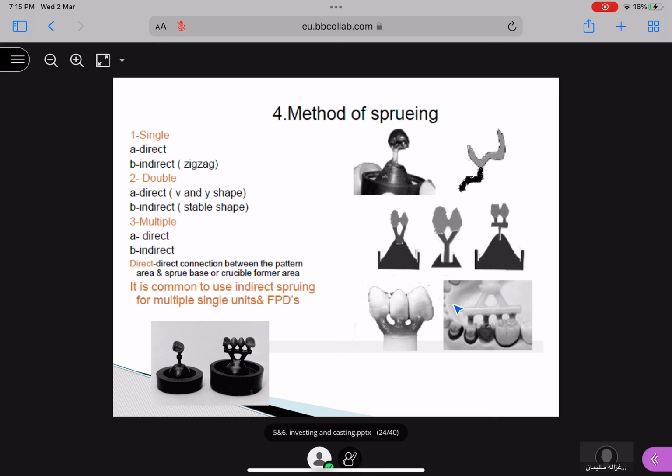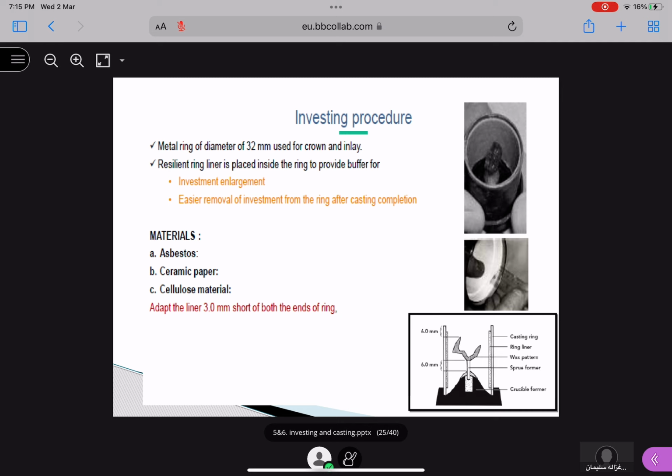Directly means direct connection between the sprue former and the pattern area. It is common to use indirect sprueing for multiples, single units and FPDs. Maybe it is the FPD, maybe you can use different single crowns as well, but they have to be joined together with the sprue.